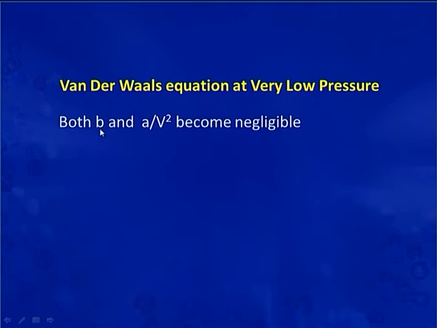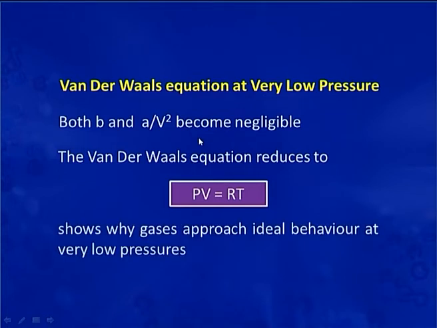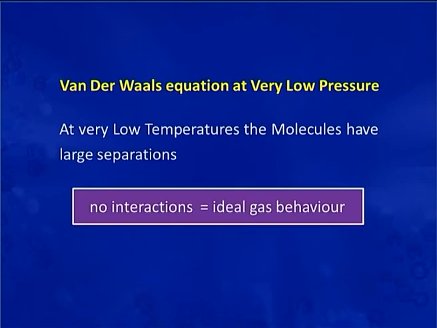The third condition is the van der Waals equation at very low pressure. Let us check when the pressure is very low. In that case, both factors b and a/V² become negligible. So, the equation reduces to PV = RT. It shows that at this point gases show ideal behavior. At very low pressure, the molecules have large separation, so no interaction, which means they show ideal gas character here.